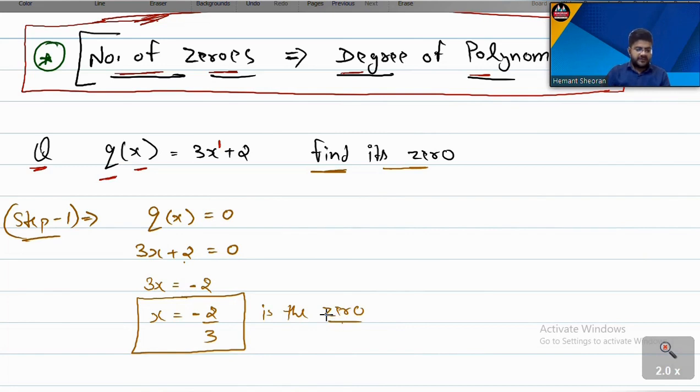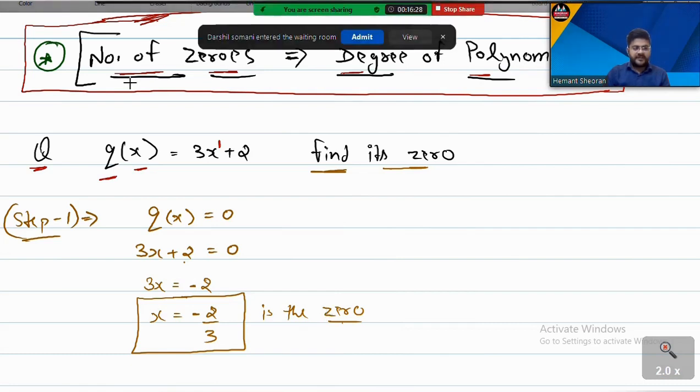Any confusion out there? Is this the only zero? Yes, only one zero. There is no other such value possible for us, because it is a linear equation. Get it? Any confusion out there? No? Good.